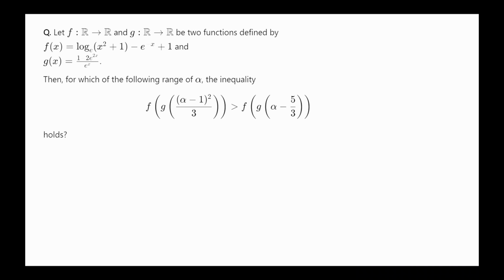In this question, you can see that there is a function given to us, f of x, and they've defined it from R to R, and there is another function g given to us which is also defined from R to R. Now we have to check whether f of g of alpha minus 1 whole square by 3 is greater than f of g of alpha minus 5 by 3. For what values of alpha would this inequality be true?